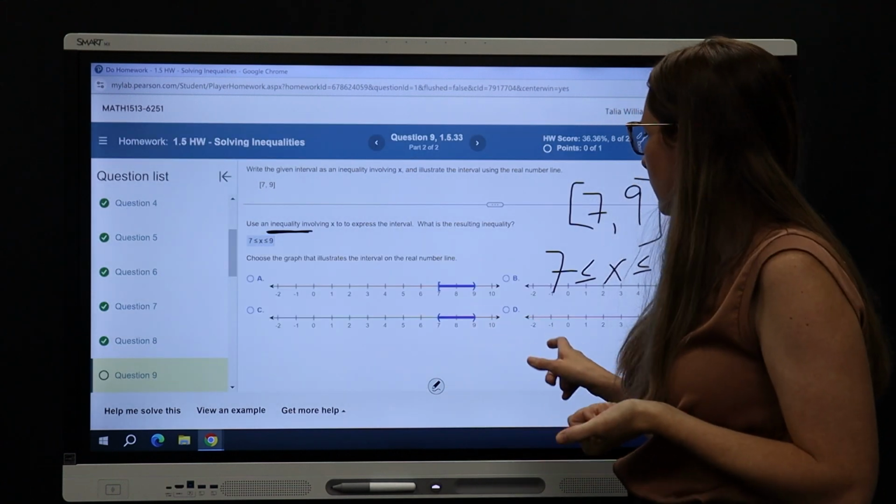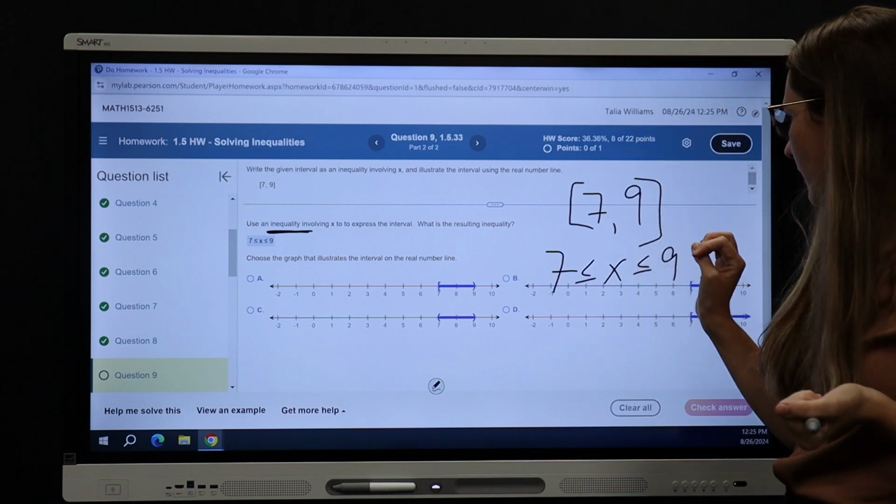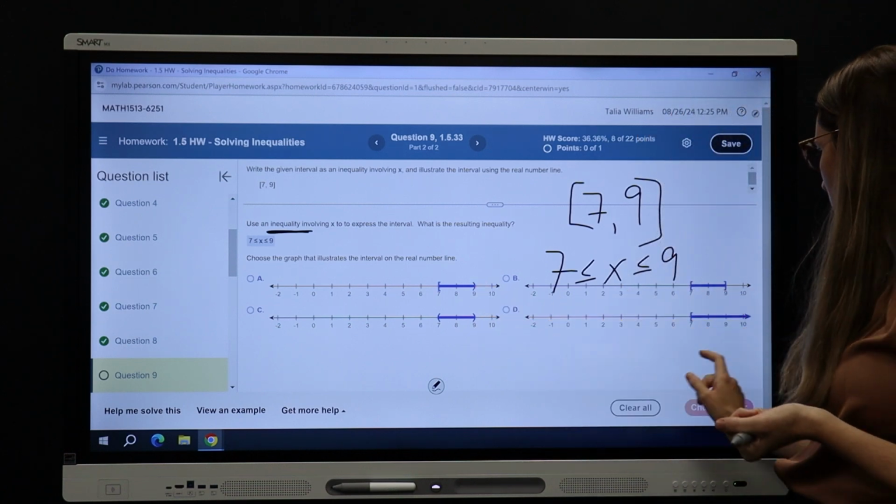Okay, now we're looking for the graph. So the graph that has the brackets on both sides, there's only one of them.